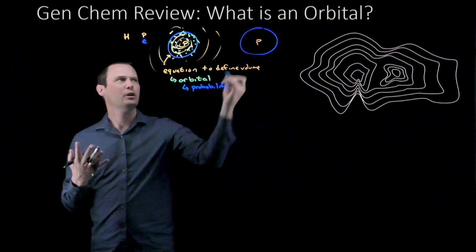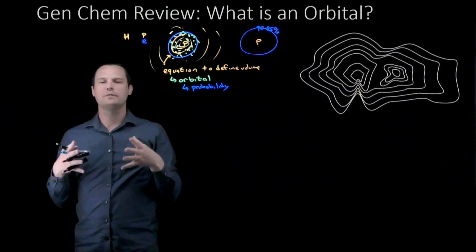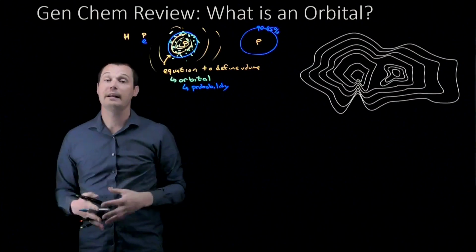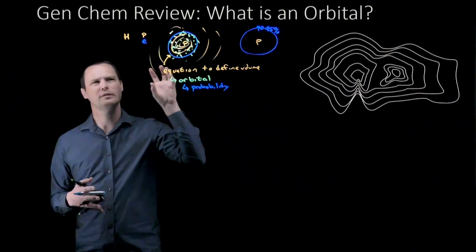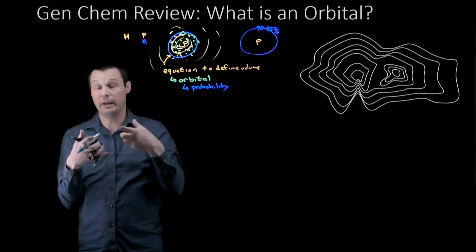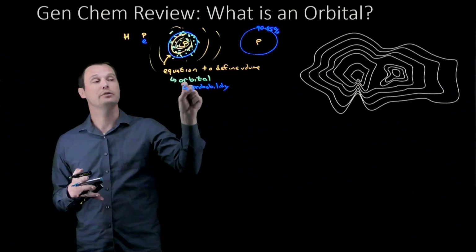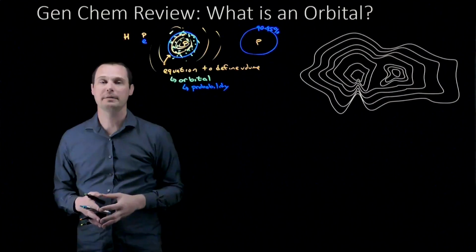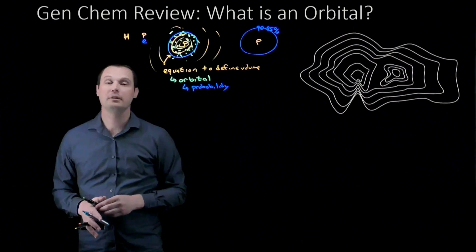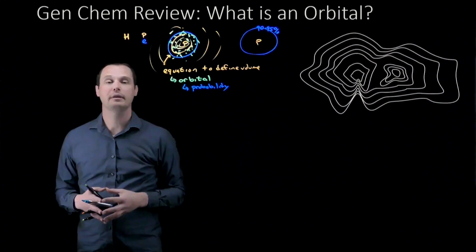By convention, we call this the 90-95% probability contour. Within this volume, there's a 90-95% chance of finding that electron at any given time. So this is what an orbital is. It's not a balloon, it's not an ellipse, it's not an actual orbit, but it's an answer to a very complicated calculus equation that tells us the probability of finding an electron within that volume of space. By convention, we define that probability to be 90-95%. In that volume of space, there's a 90-95% probability of finding the electron.